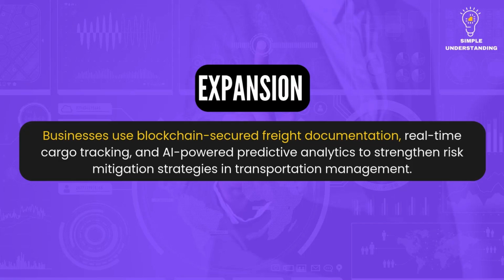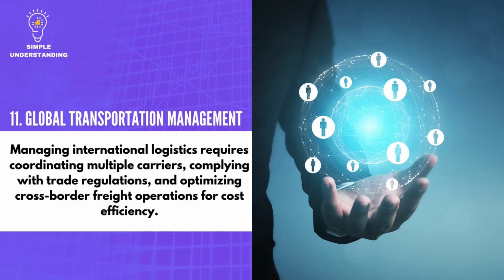Expansion. Businesses use blockchain-secured freight documentation, real-time cargo tracking, and AI-powered predictive analytics to strengthen risk mitigation strategies in transportation management. 11. Global transportation management. Explanation. Managing international logistics requires coordinating multiple carriers, complying with trade regulations, and optimizing cross-border freight operations for cost efficiency.